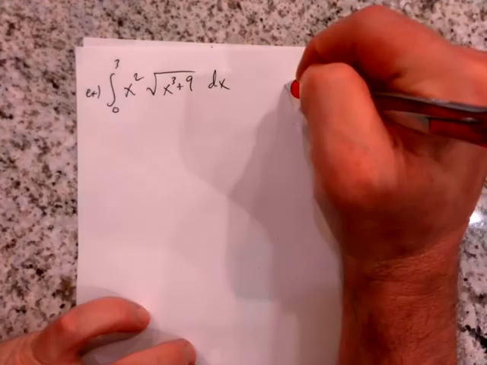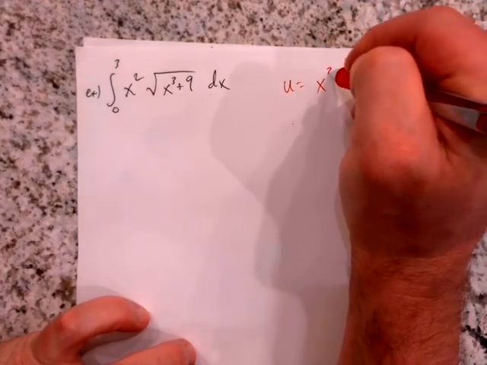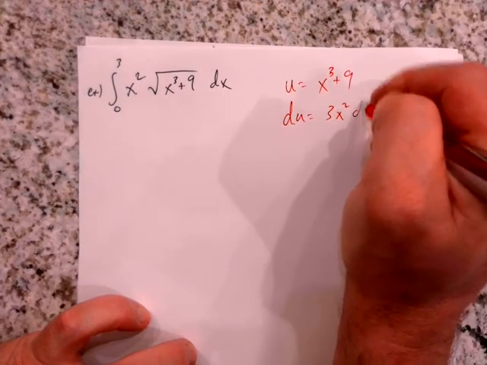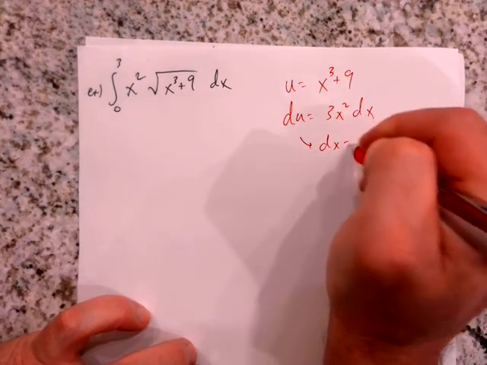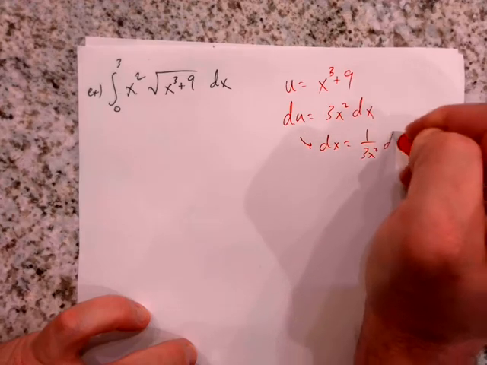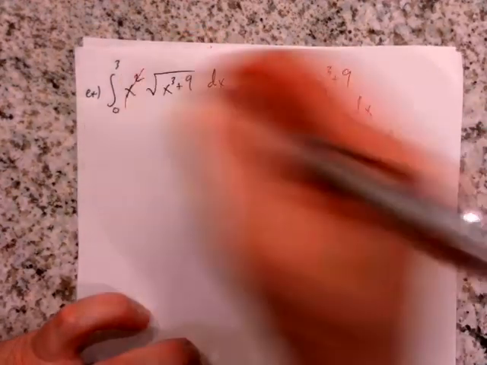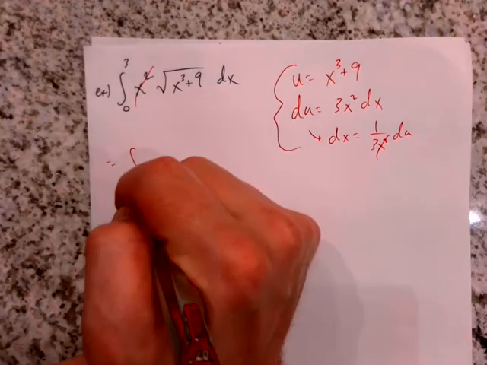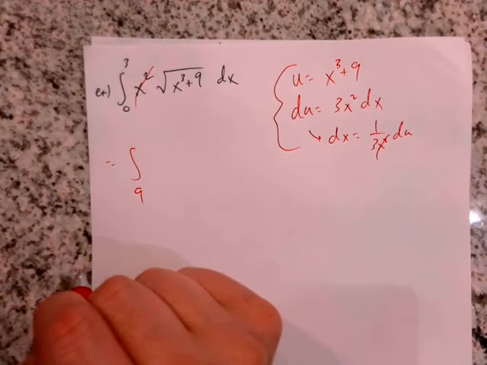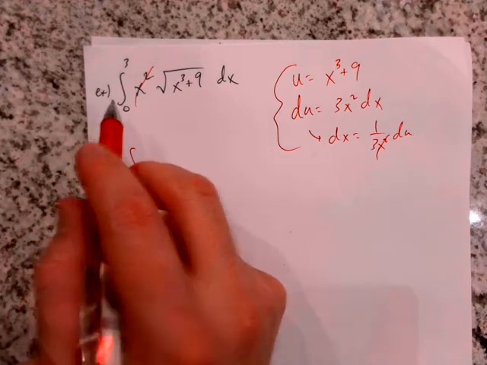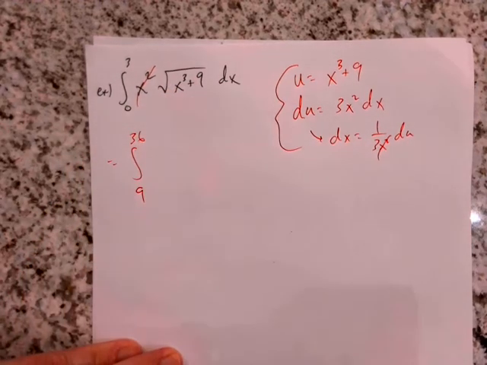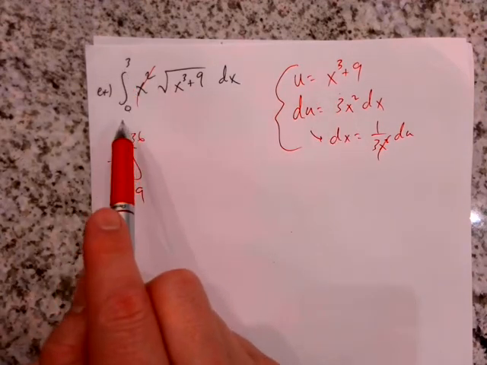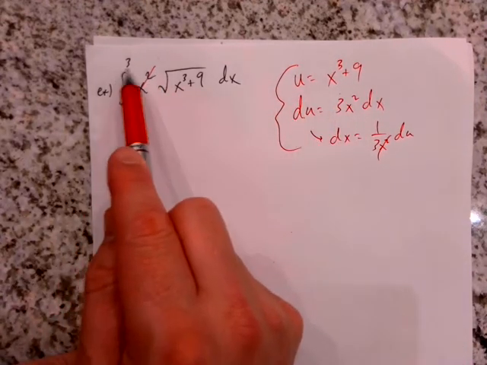Okay, so we have u substitution here. U is x cubed plus 9. Du gives us 3x squared dx. When we solve for dx, we get 1 over 3x squared du. The x squareds cancel out, which we want. We change our bounds, because that's what I like to do, and we get 9 to 36. You get that by plugging 0 into this, and by plugging 3 into this.